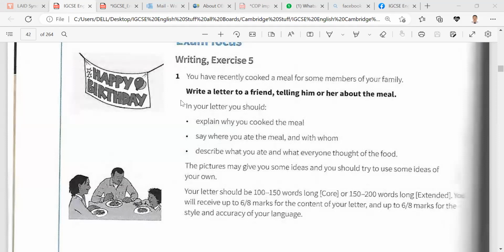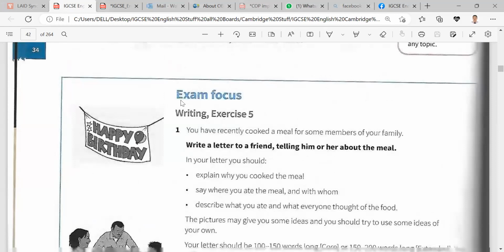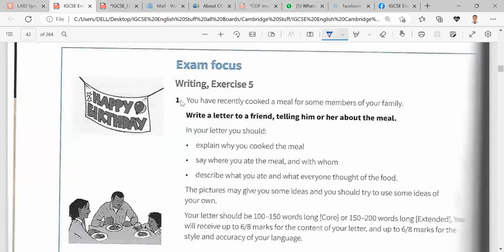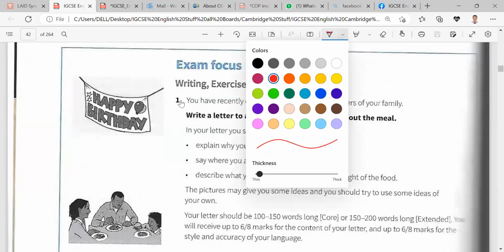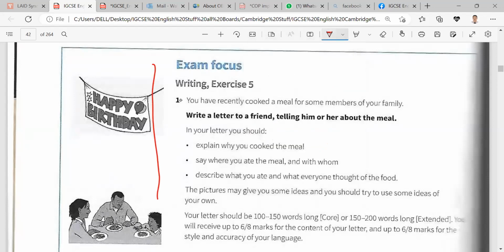Okay, did you answer this question or not? Did you answer this? I don't remember one answer. Jury, did we answer this one or no? This question? No. Okay, so in your exam, you may be given an exercise like this.